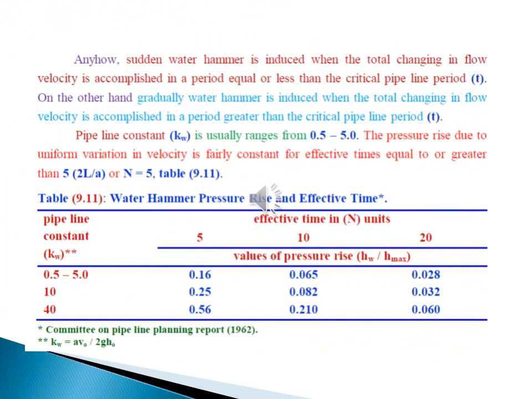Look, my dear, sudden water hammer is induced when the total change in flow velocity is accomplished in a period equal to or less than the critical pipeline period. On the other hand, gradual water hammer is induced when the total change in flow velocity is accomplished in a period greater than the critical pipeline period. Also, a table showing water hammer pressure rise and effective time.